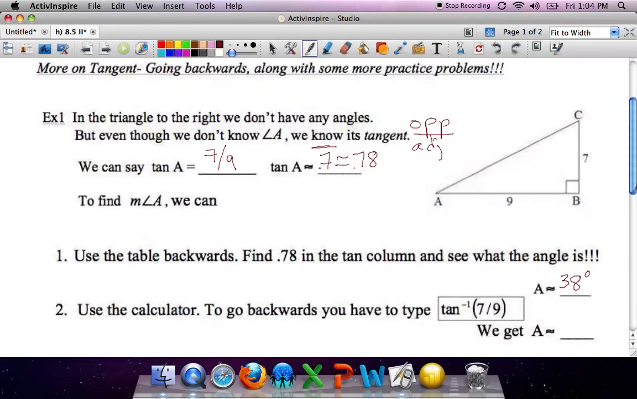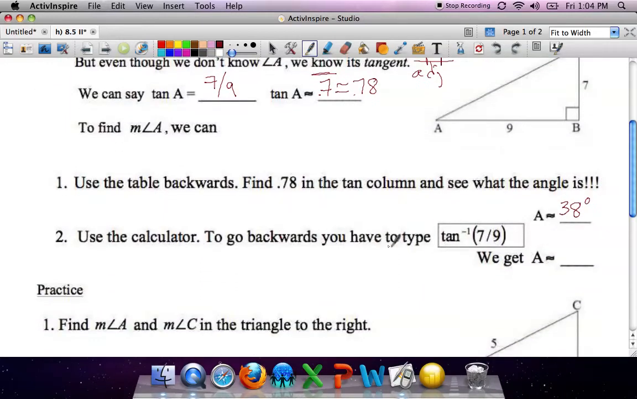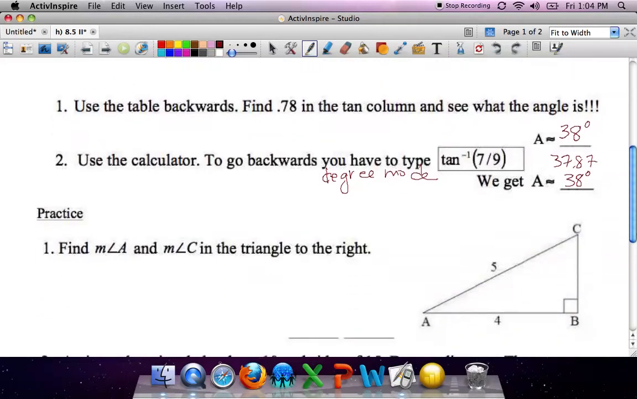Another way to do it is using your calculator. To go backwards, you would have to type in tan -1 of 7/9, as long as your calculator is in degree mode. And then you'd get approximately 37.87, which to the nearest whole integer, the whole angle measure, is 38 degrees. So let's practice some using examples.